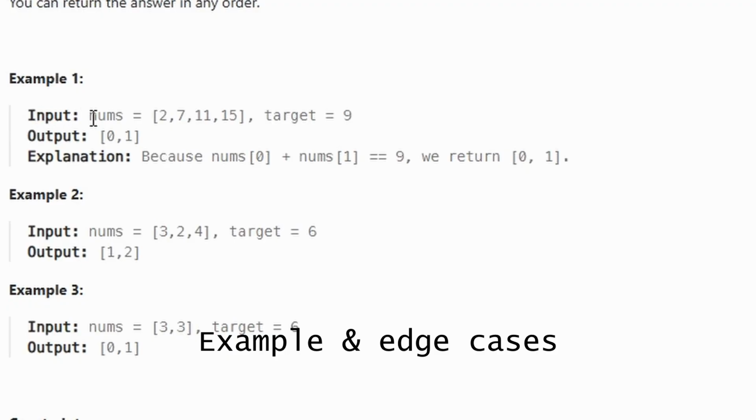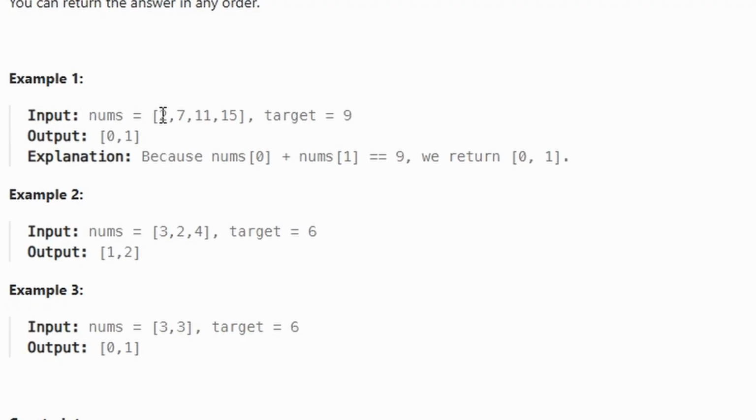Inputs are numbers array that has 2, 7, 11, and 15, and the target is 9. So if we are trying to get two numbers that add up to 9, it's pretty clear that we just add 2 and the 7, and their indices respectively are 0 and 1. So all we have to do is return 0 and 1, and note that this is in an array.